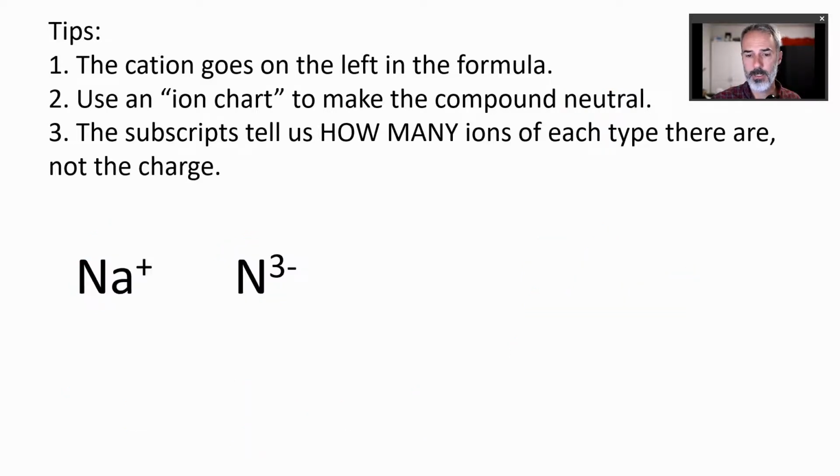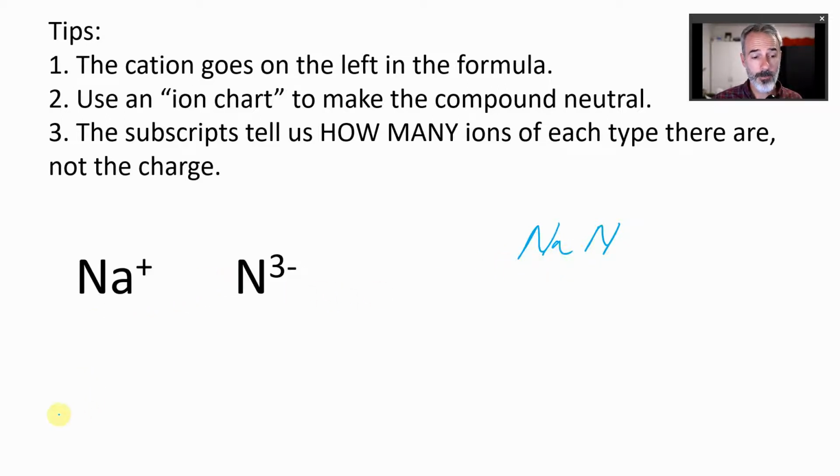Let's try another one. It gets a lot easier the more you do. Let's look at this one. So first, when I write my formula, is Na or N going to go first in my formula? Na, because it's the cation. Now I say that because sometimes they don't have to be listed in this order. We could have put the N minus 3 over there. Doesn't matter, right?